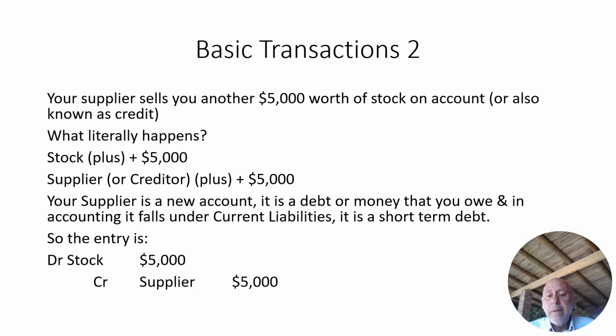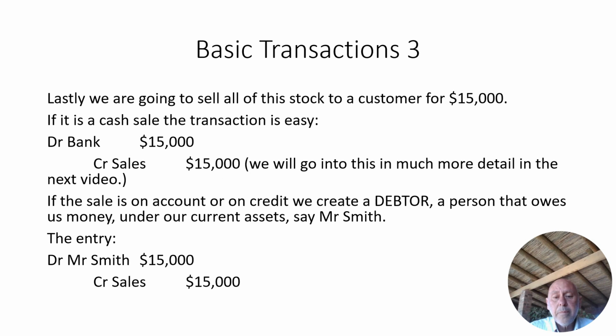So the entry, we're adding stock. So you debit stock. It's a current asset. And now we're creating a new current liability, your supplier, which is a credit balance. It's a debt, a liability to your business. And to add to that, we simply credit. Right, that should make sense.